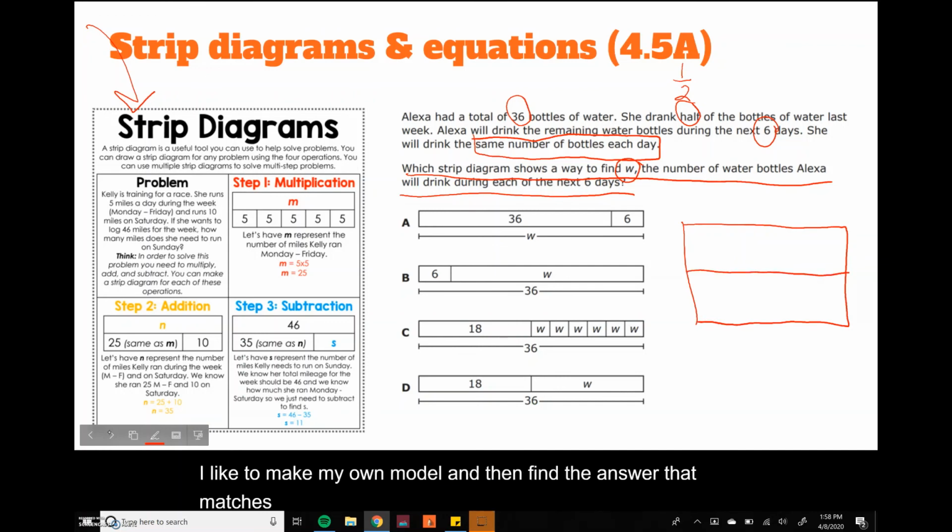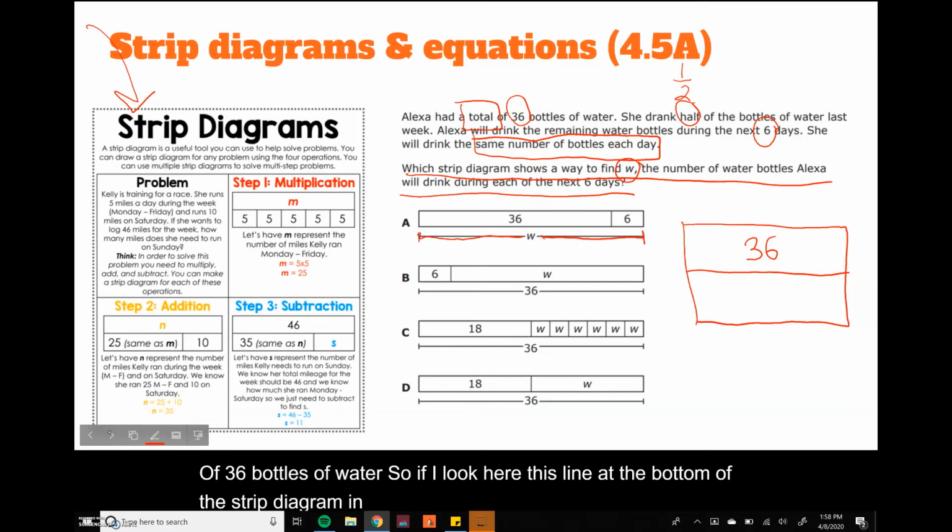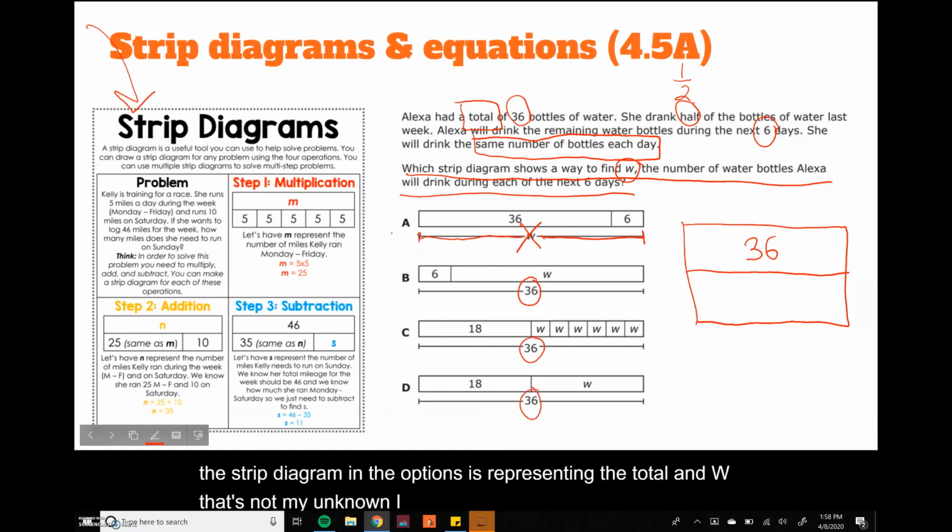Do I have a total in this problem? The answer is yes. She had a total of 36 bottles of water. So if I look here, this line at the bottom of the strip diagram in the options is representing the total, and W, that's not my unknown. My total is 36, so I can automatically get rid of answer A.